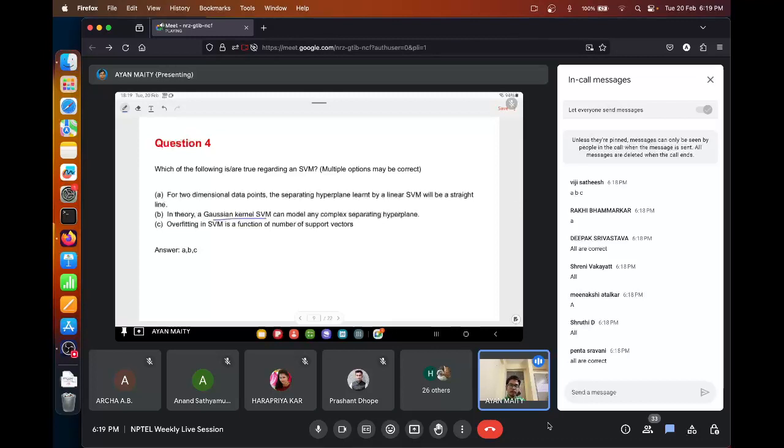That's why in many problems where points are not linearly separable, a Gaussian kernel is used. If we don't know whether we need a quadratic polynomial or a linear polynomial, in that case we can safely use a Gaussian kernel, and it would be able to model any kind of polynomial classifier that will be needed for that data set. So this is also true.